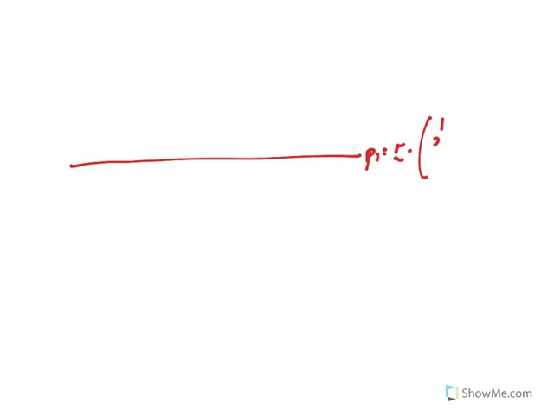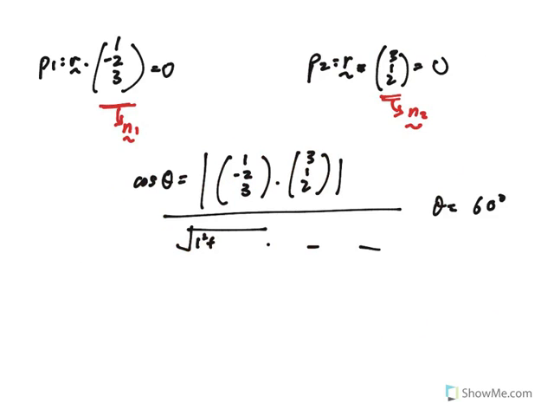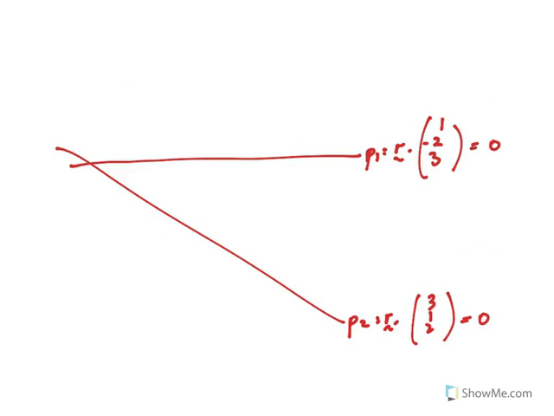So this is plane 1, r dot (1, -2, 3) equals 0. Then you have plane 2, r dot (3, 1, 2) equals 0. Remember, you use your part 1 and part 2 to help you. Part 1 tells you theta is 60. What is theta? The angle between the two planes is 60. Go to part 3. That means this is 60 degrees.